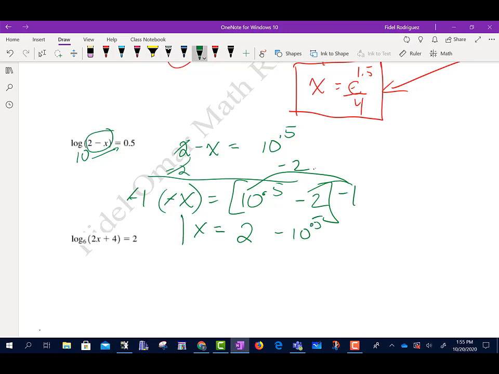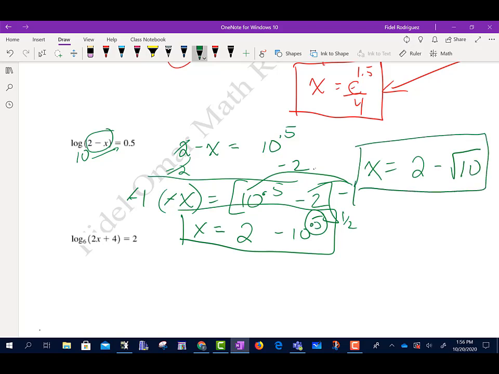Guys, I want to mention something here, so I'm going to write it like this. The answer may also be written like this, 2 minus 10 to the one half. Remember what 0.5 is. Isn't 0.5 the same thing as 1/2? And isn't 1/2 the same thing as the square root? So that right there would be my answer, okay? Alrighty.